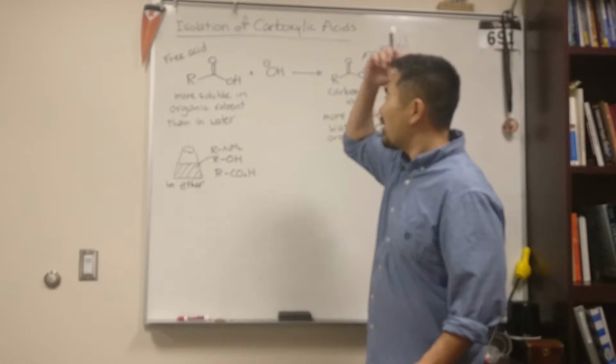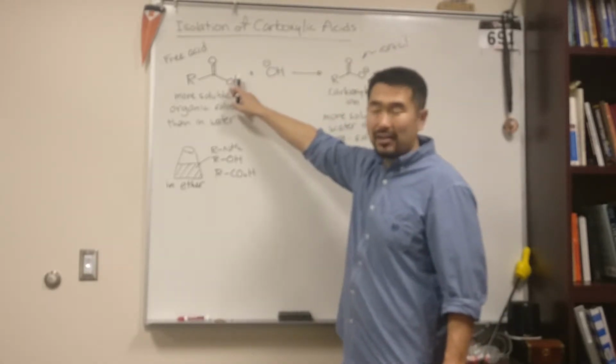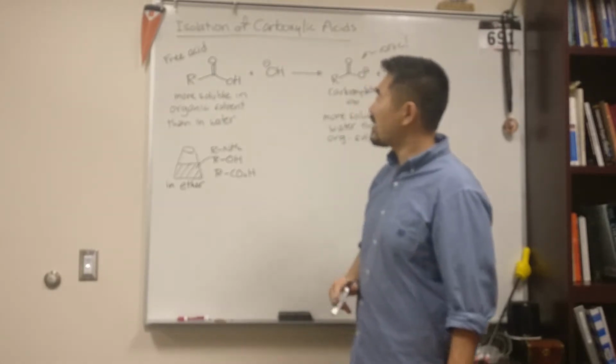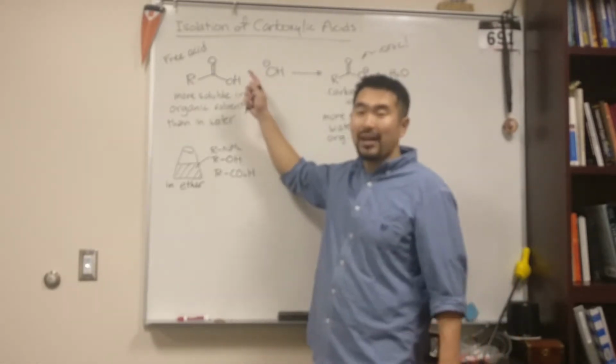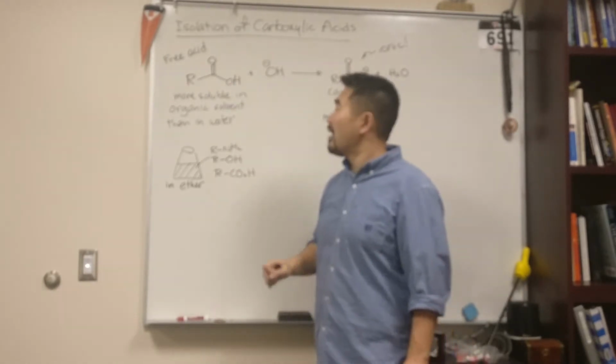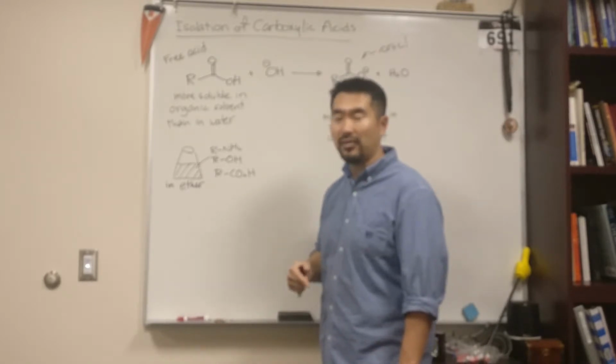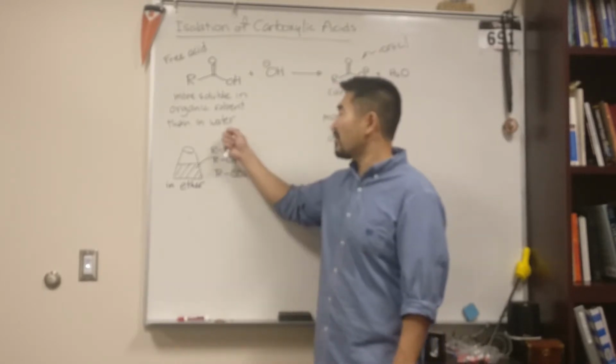We would call this the free acid when it's not ionized like that. That's just a regular carboxylic acid. Because it's organic and it's not ionized, it's not an ion, it is more soluble in a non-polar organic solvent than in a very polar water solvent.